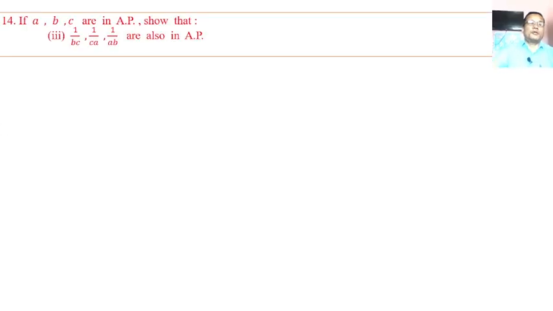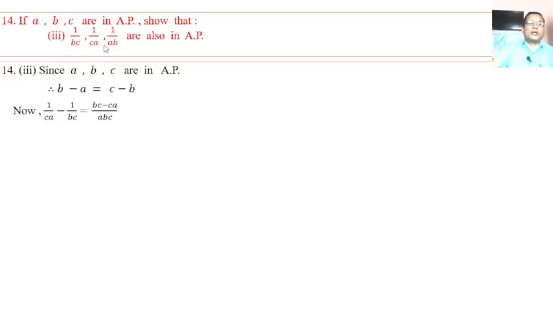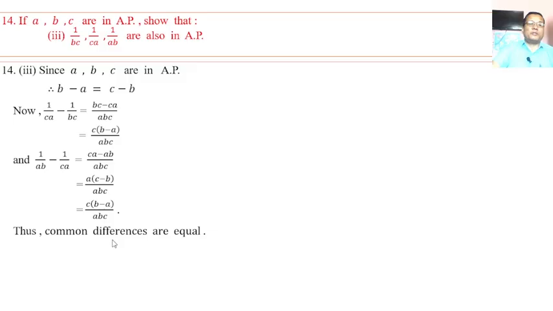Roman number 3. These are given. Second expression minus first expression, we have this. Taking out C, we have this. And the third expression minus second expression, we have this. Taking out A, we get this. C minus B equals B minus A. These two rights are equal, therefore lefts are equal. Thus the common differences are equal, and hence the expressions are in AP.